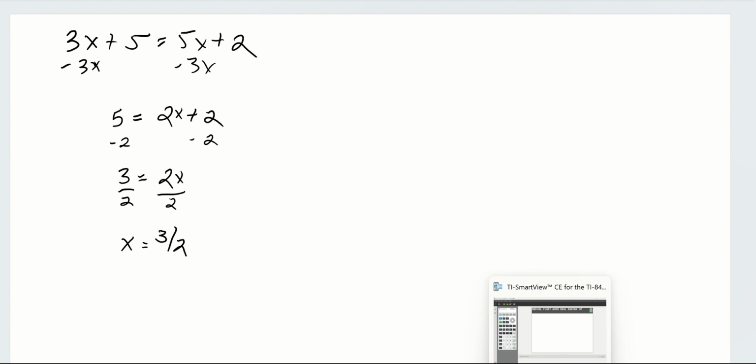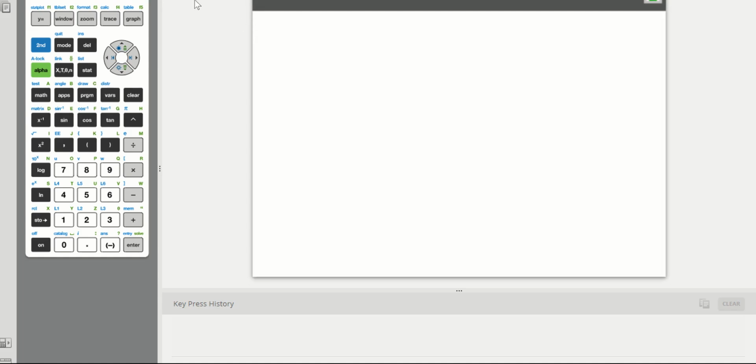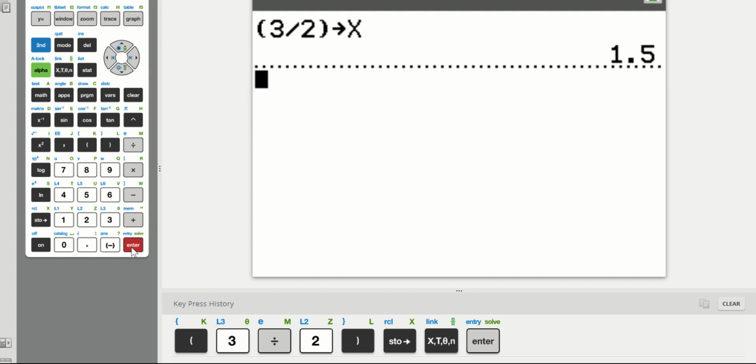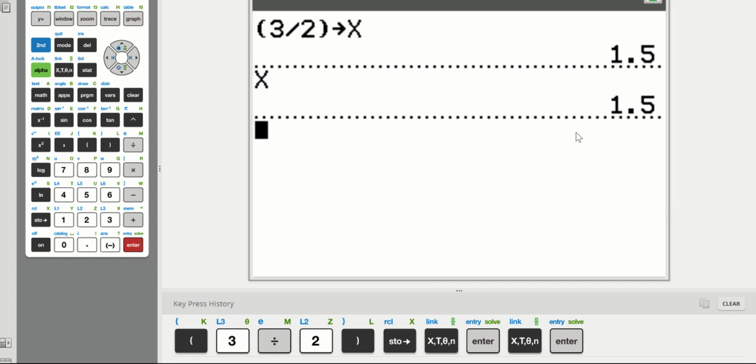So what I'm going to do is pull up the calculator. And the button we're going to use is the store button. So what I'm going to do is put in 3/2, because that's our answer, and I'm going to store that as x. So now 3 divided by 2 is 1.5. So now if you put x in, it'll say x is equal to 1.5.